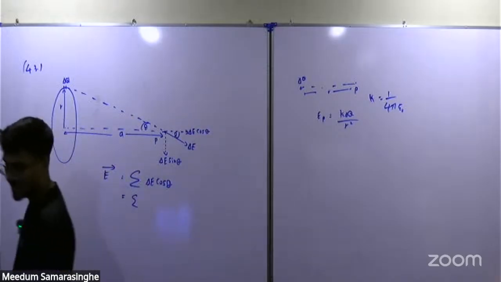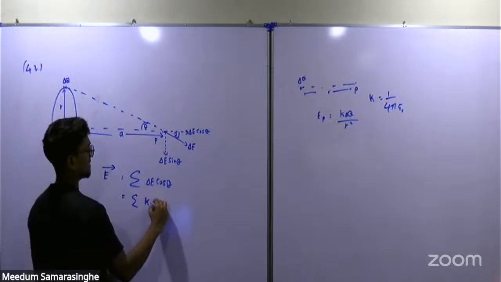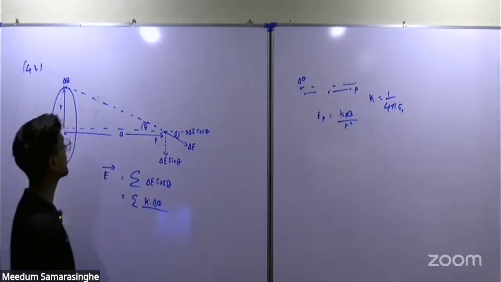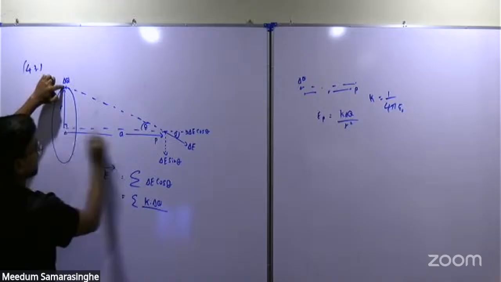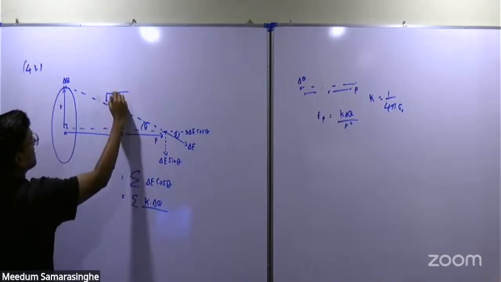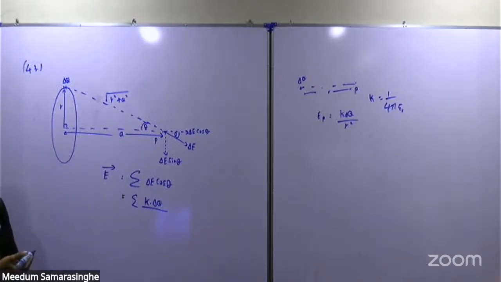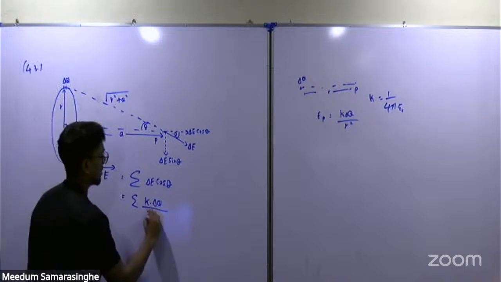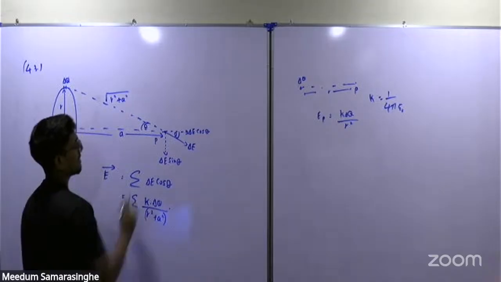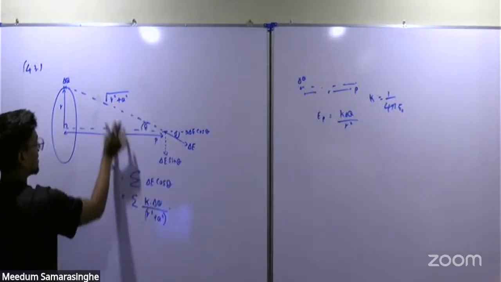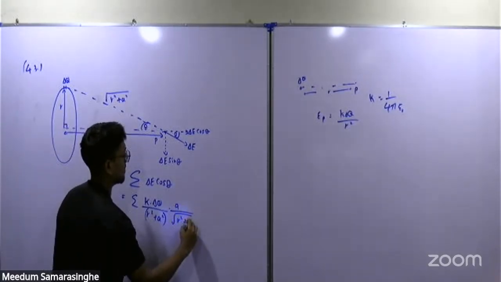So how to find this electric field strength? That is K delta Q over R square, where R is the distance from here to here. How to find this distance? This is R, this is A. You can apply Pythagoras. The square of that distance is R square plus A square. Clear? Times cos theta. What is cos theta? When you consider this angle, cos theta is adjacent over hypotenuse, that is A over root R square plus A square.